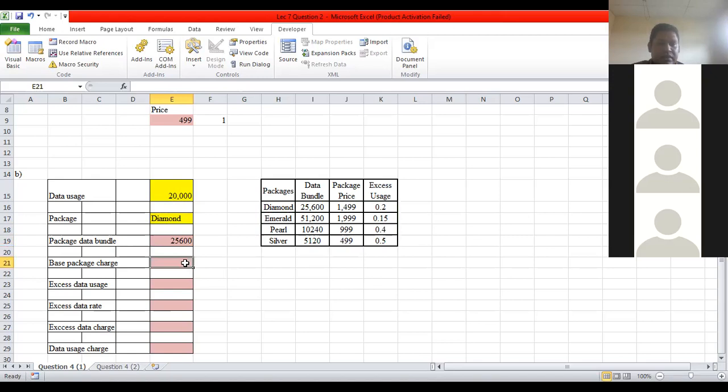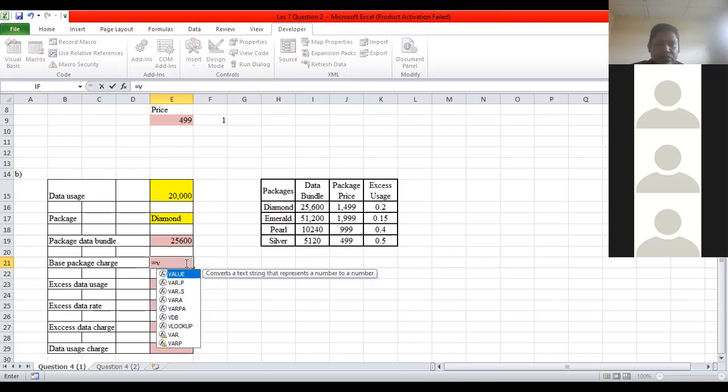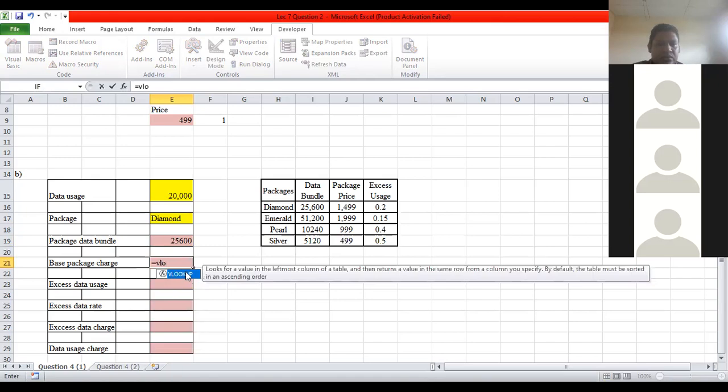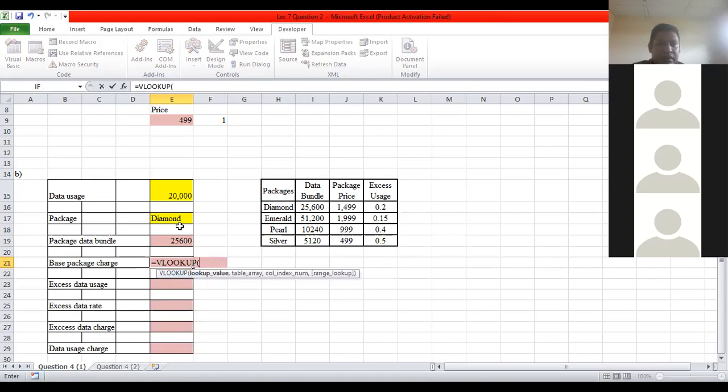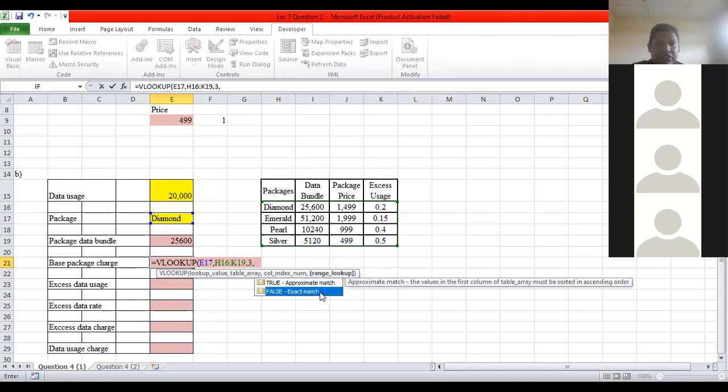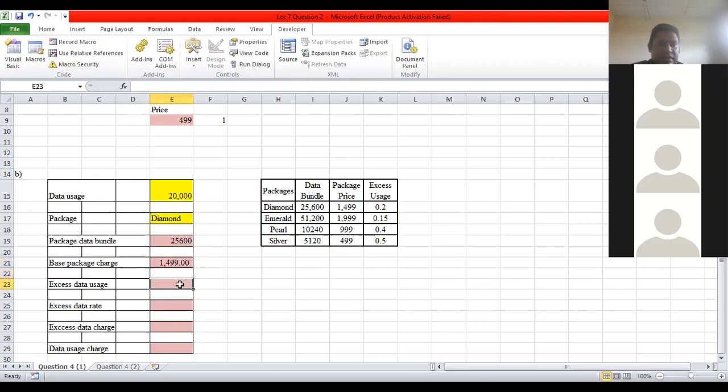So again, you would have done the same. You could have taken the VLOOKUP as you used to do. Then you would have taken the package, then the table. The base package charge was in the third column, and you are looking for an exact match. Good. And then when it comes to the excess data, you have to take it as an IF function, right?